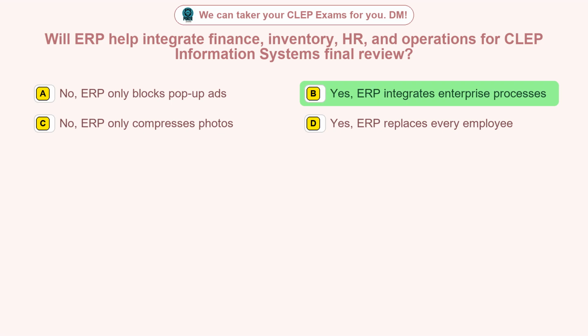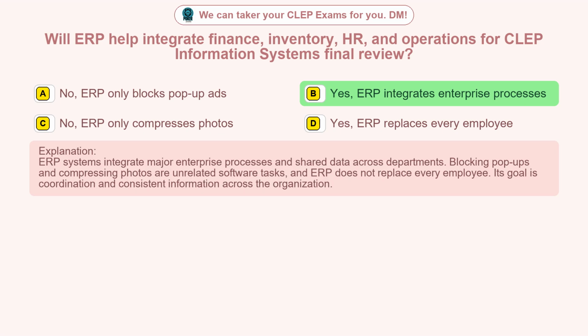Yes, ERP integrates enterprise processes. ERP systems integrate major enterprise processes and shared data across departments. Blocking pop-ups and compressing photos are unrelated software tasks, and ERP does not replace every employee. Its goal is coordination and consistent information across the organization.